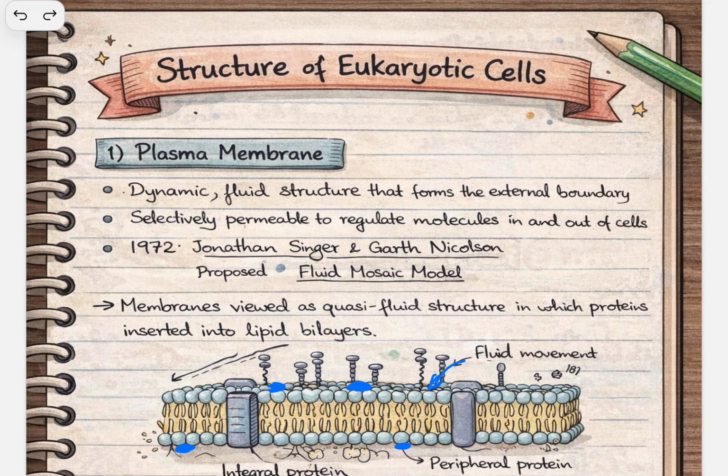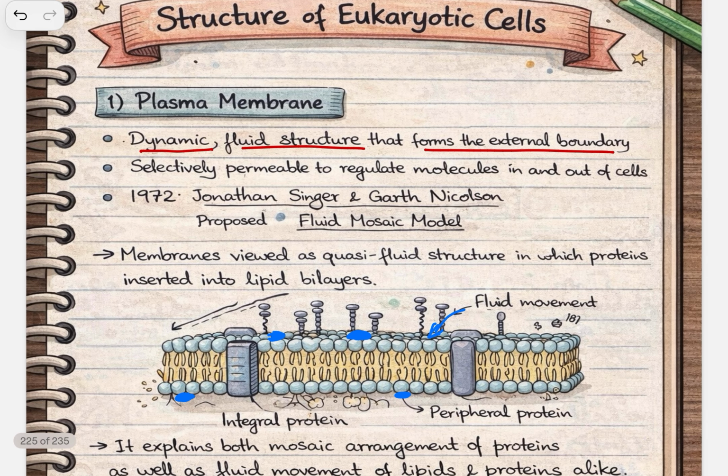Hey everyone, in today's lecture we'll be covering plasma membrane in detail and in a very simple and exam oriented way. So plasma membrane is a dynamic fluid structure that forms the external boundary. It is selectively permeable to regulate molecules in and out of the cells.